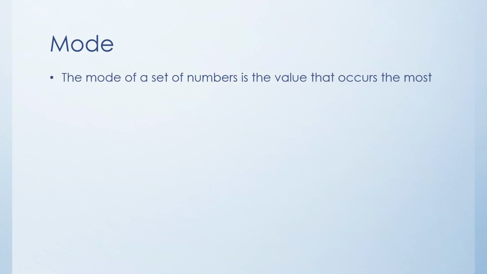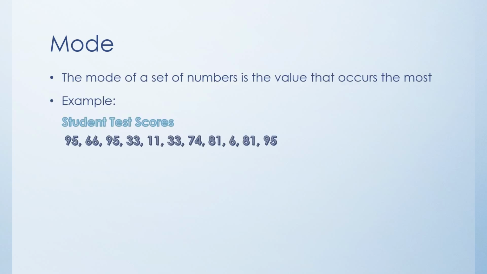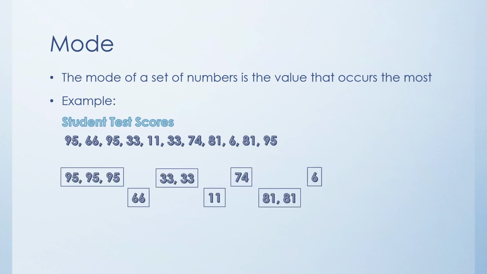Anyway, let's talk about mode now. The mode of a set of numbers is the value that occurs the most. For example, if I looked at another set of student test scores, to find the value that occurs the most, I'd have to group them by value, like this.